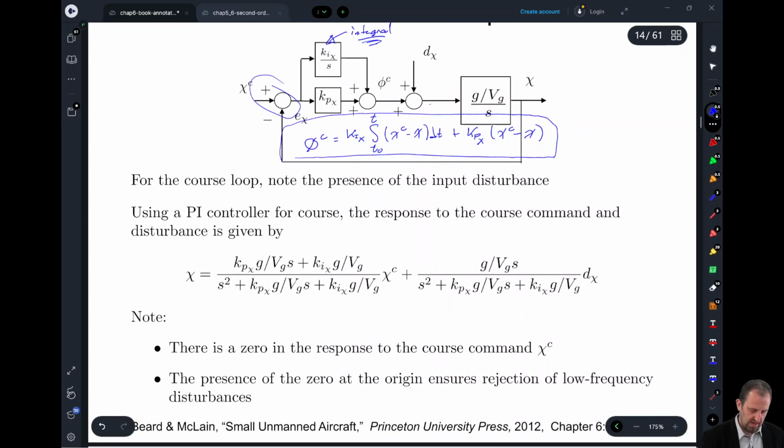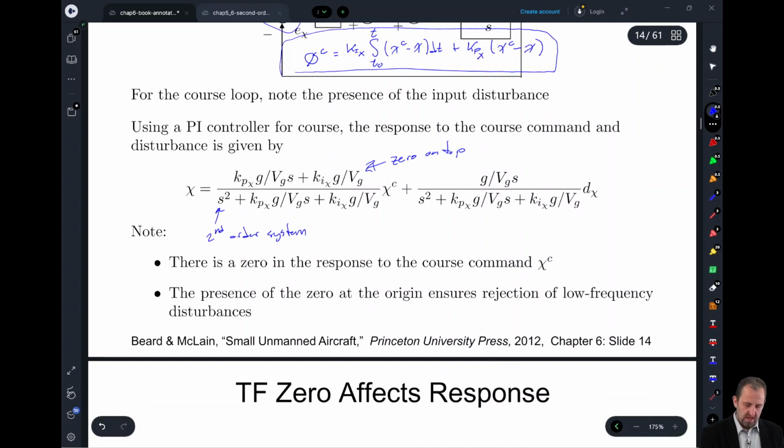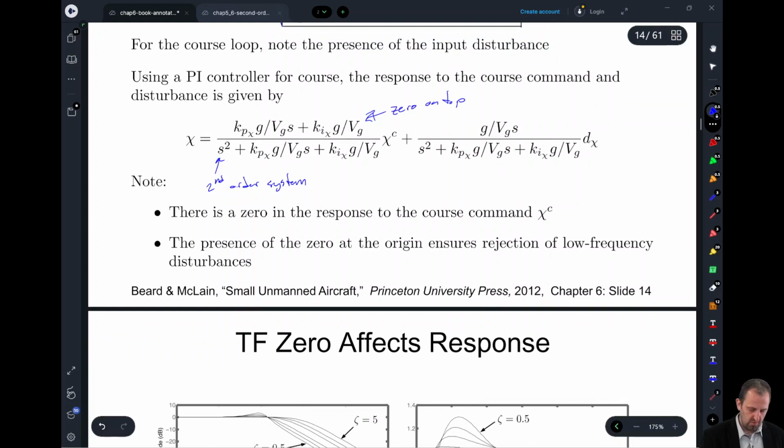Okay. Now, if we form the transfer function, we still have a second order system. But the problem is now we have a 0 on top. And that does change things just a little bit in terms of how we can interpret what the damping ratio is going to be. Okay, but the presence of the 0 at the origin would ensure rejection of low frequency disturbances.